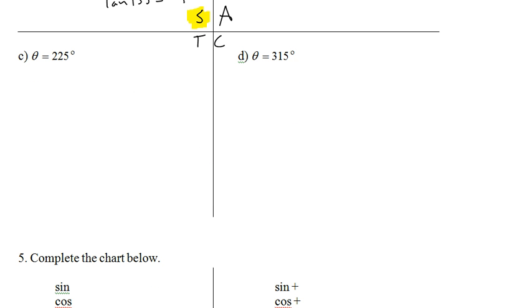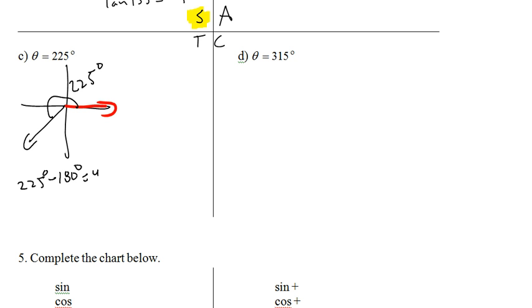Okay, and C will do the same thing. There's our initial arm, 225 degrees. And this time I'm going to go 225 minus 180 equals 45 degrees. So again, our reference angle alpha equals 45 degrees, which means that tan of 225 has to equal tan 45, other than the sign, might be positive, might be negative. So T tells us tan is positive, so tan of 225 is 1. And one more of these.